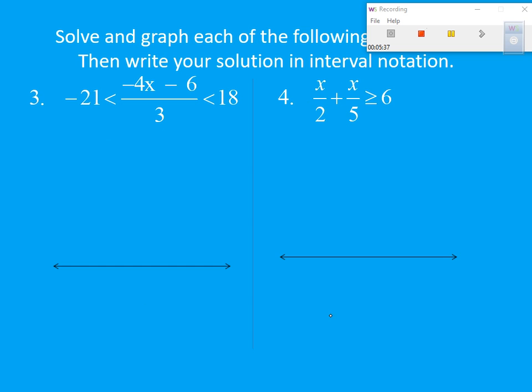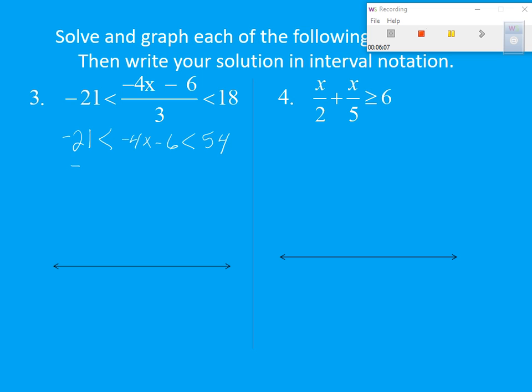Okay. Number 3, I tossed on there just to make sure you know how to read from the variable. So once again, I would like to get x in the middle. So I'm going to multiply through by 3. So I've got negative 21 is less than negative 4x minus 6, which is less than 54. I'm going to add 6 to everything. So I've got negative 15.